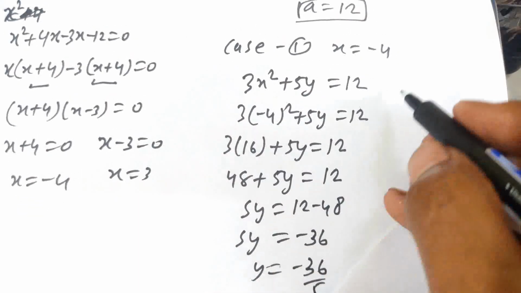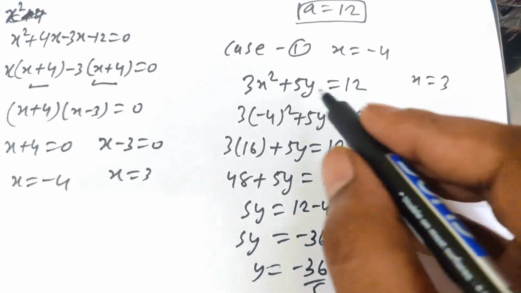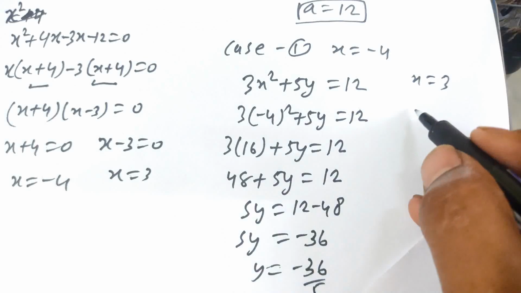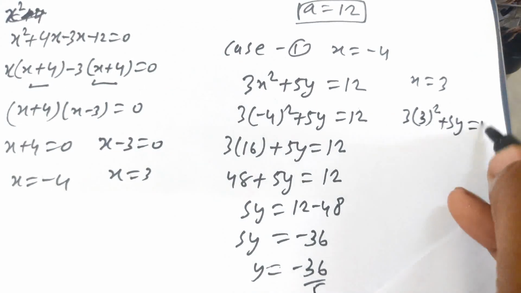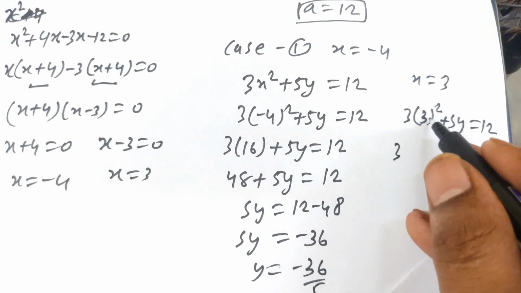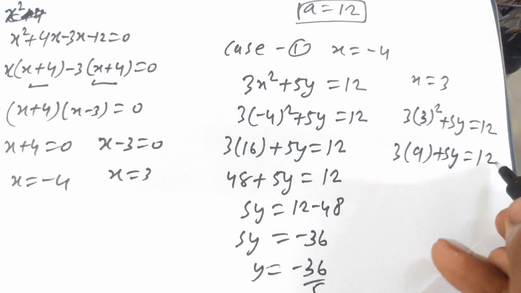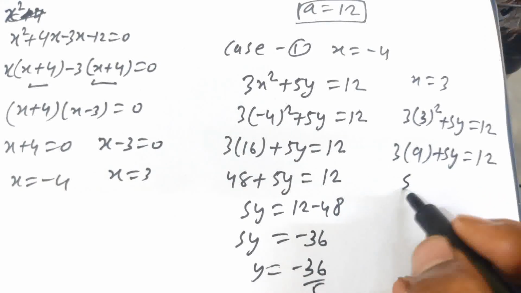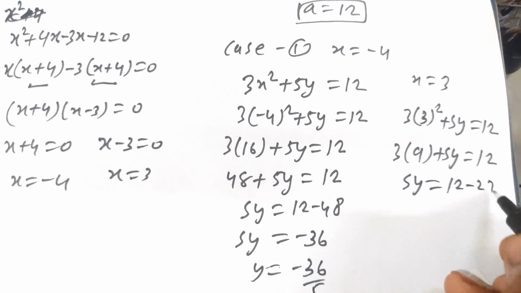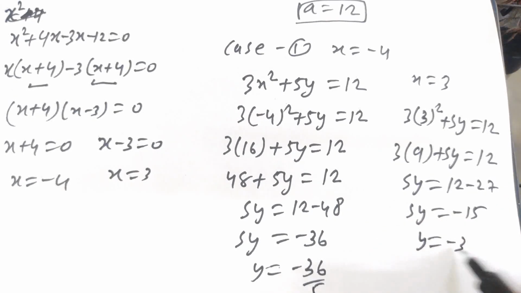Now if we take x is equals to 3, then x is replaced by 3, then 3 times 3 square plus 5 times y, this is equals to 12. 3 square, that is 9, plus 5 times y, this is equals to 12. And 3 times 9, that is 27. Then 5 times y, this is equals to 12 minus 27. 5 times y, this is equals to minus 15, and y is equals to minus 3.